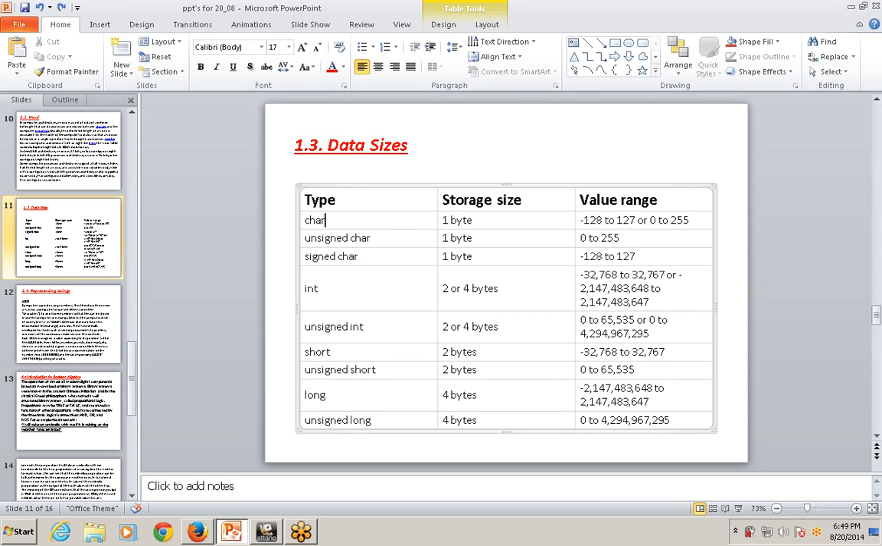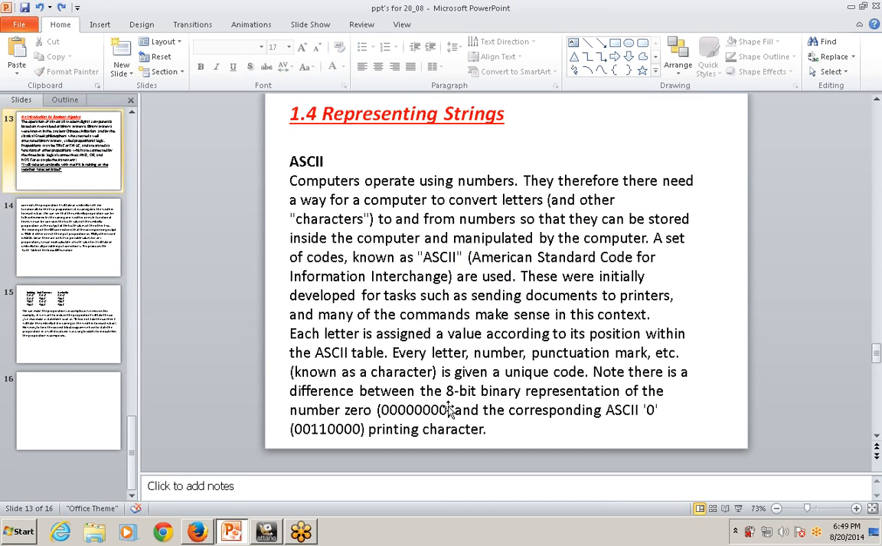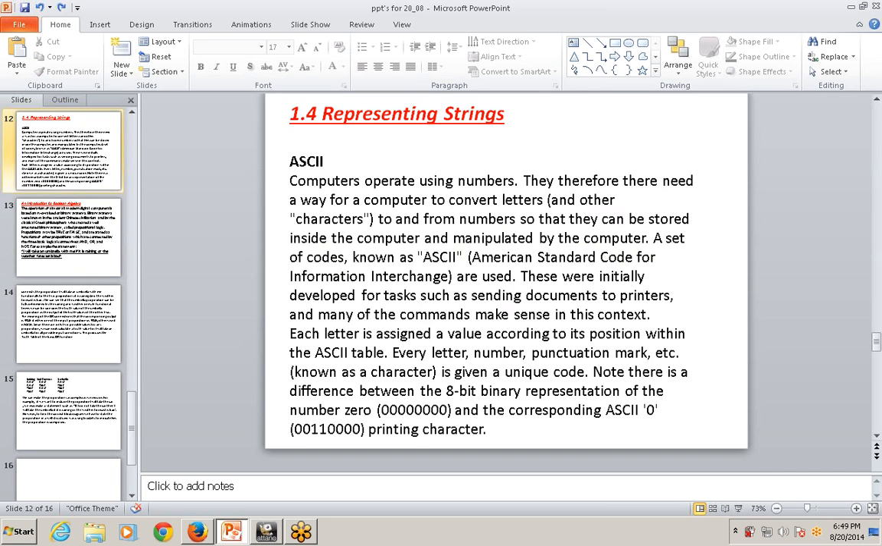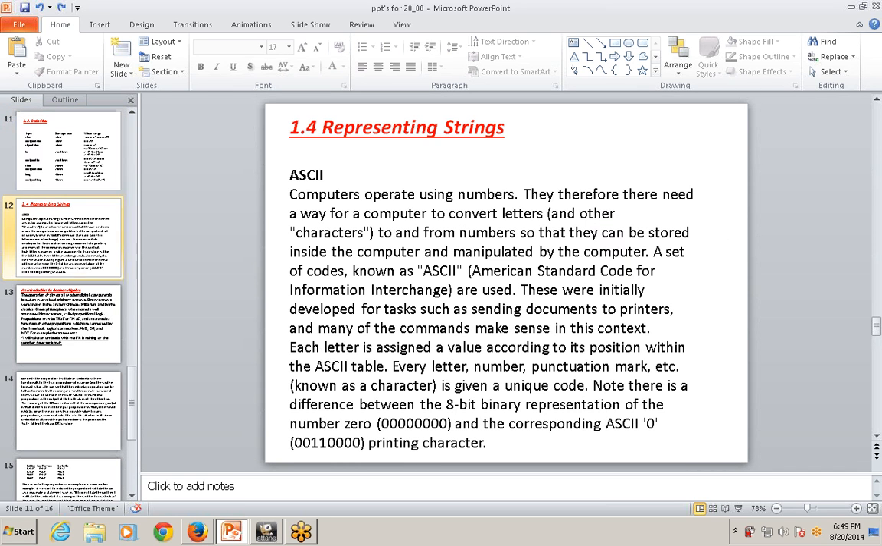This is how we can store the data with the help of C language. Char takes 1 byte, short takes 2 bytes, int takes 2 or 4 bytes, long takes 4 bytes. Then we also talked about how we can represent the string in the computer system. A string is nothing but a collection or array of characters that is stored with the help of the ASCII characters, that is American Standard Code for Information Interchange.